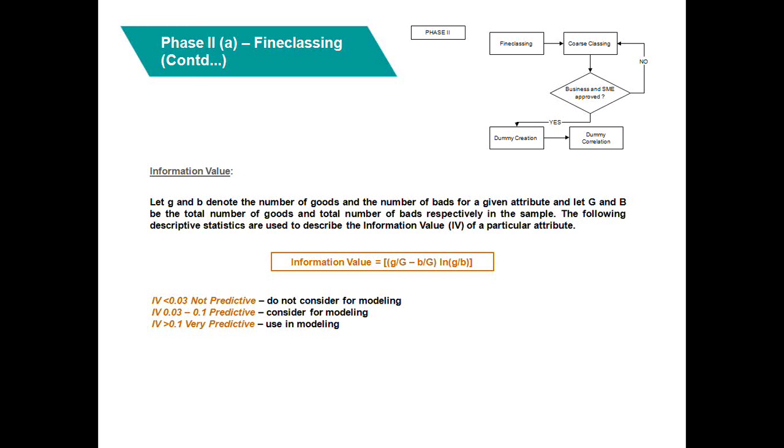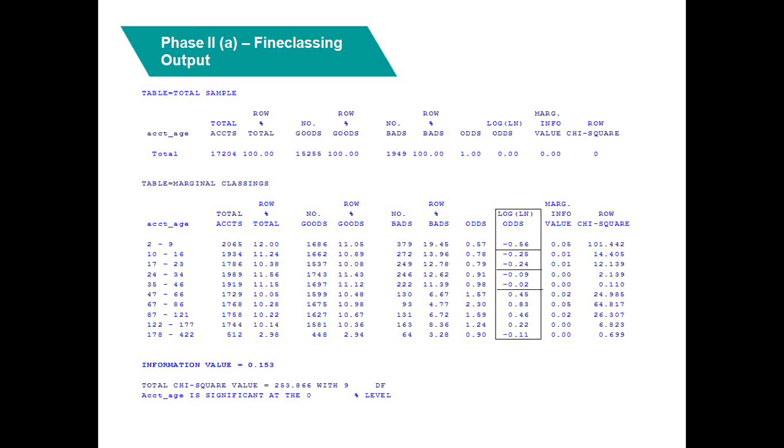So if information value is less than 0.03, not predictive. If information value is from 0.03 to 0.1, it's predictive. If information value is greater than 0.1, very predictive, huge in modeling. So on the basis of these, we can select, out of let's say 500 variables, a certain number of variables. This is how the fine classing output looks like.